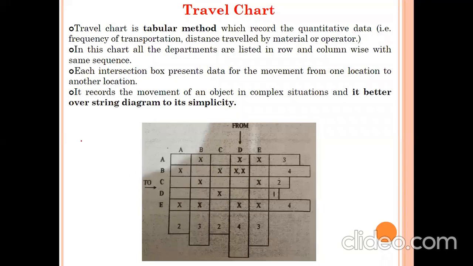Okay, in this chart, all departments are listed in row and column wise with the same sequence. So A to A, A to B, A to C, A to D, A to E, like this. So this is the from side, and this is the to side, and this is the from A department where I should go, from to.